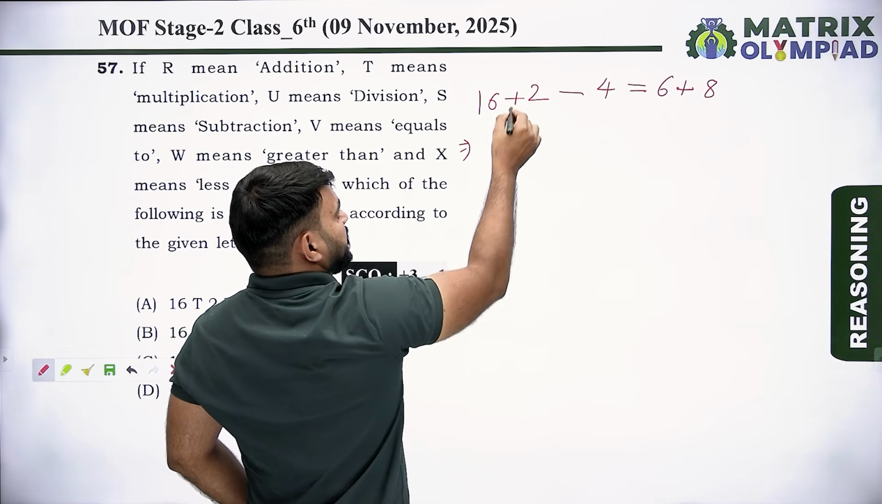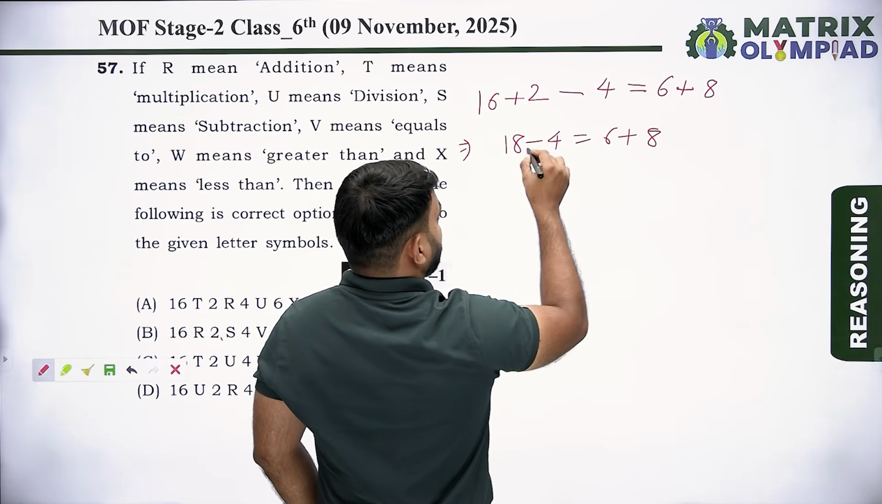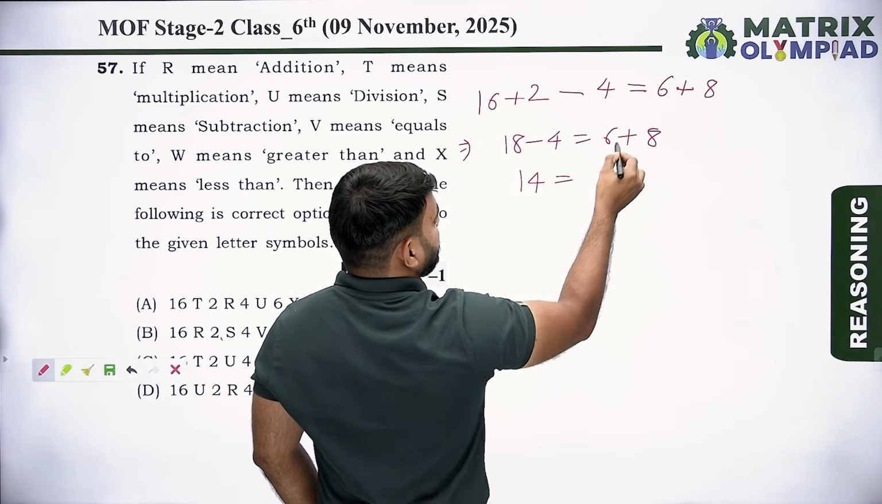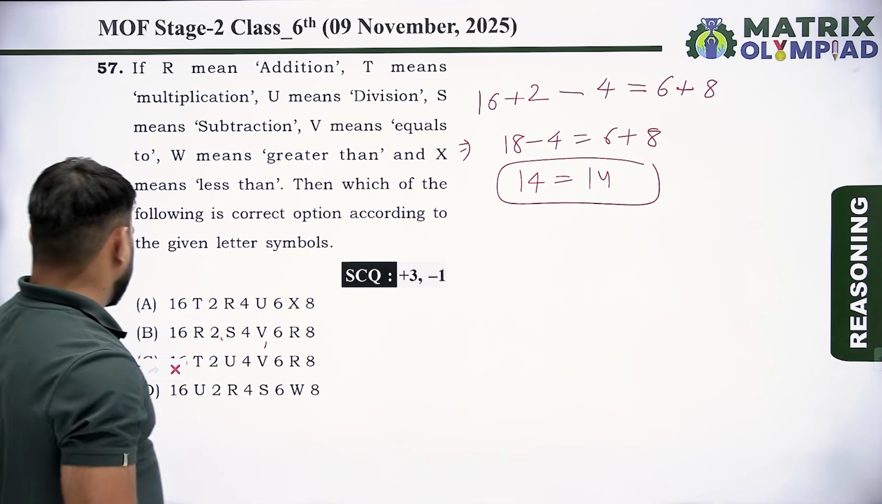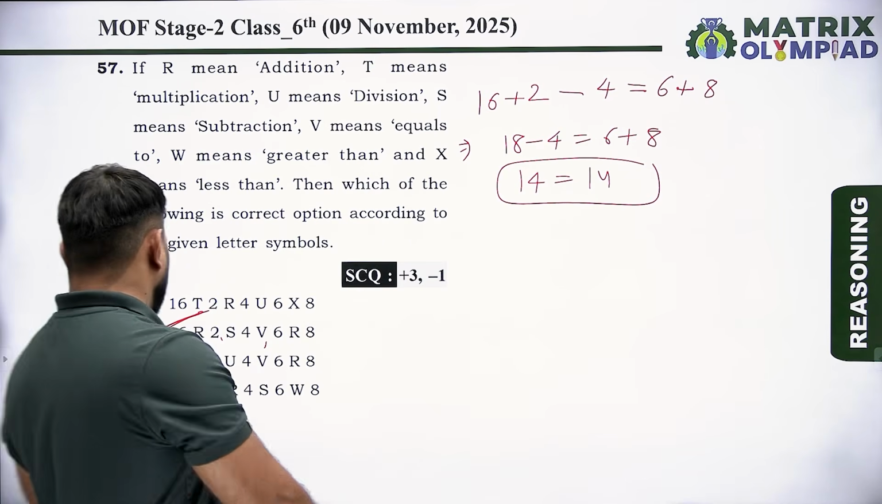Now 16 plus 2, it means 18, minus 4 is equal to 6 plus 8. 18 minus 4 means 14 is equal to 6 plus 8, which means 14. So here LHS is equal to RHS. So it means option B is the correct answer of this question. Let's move on to the next question.